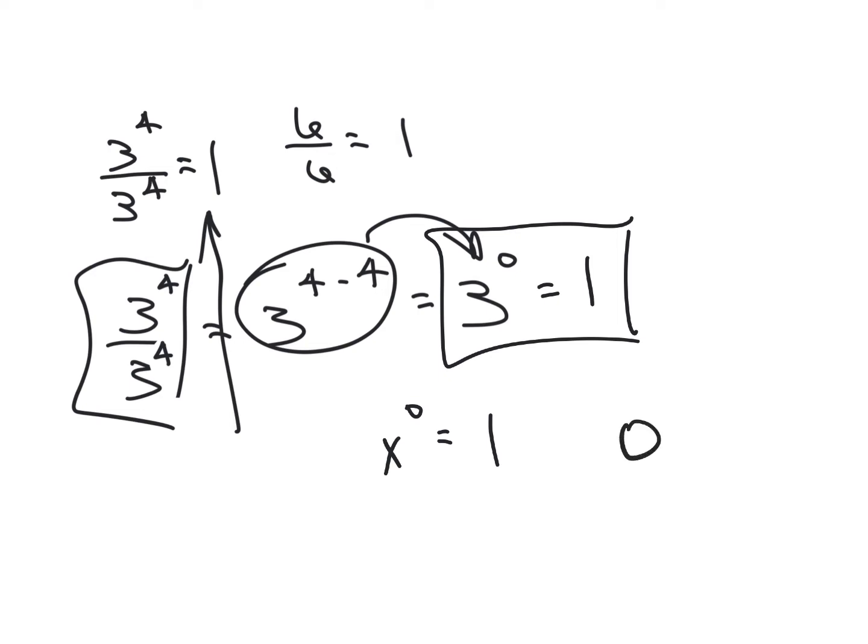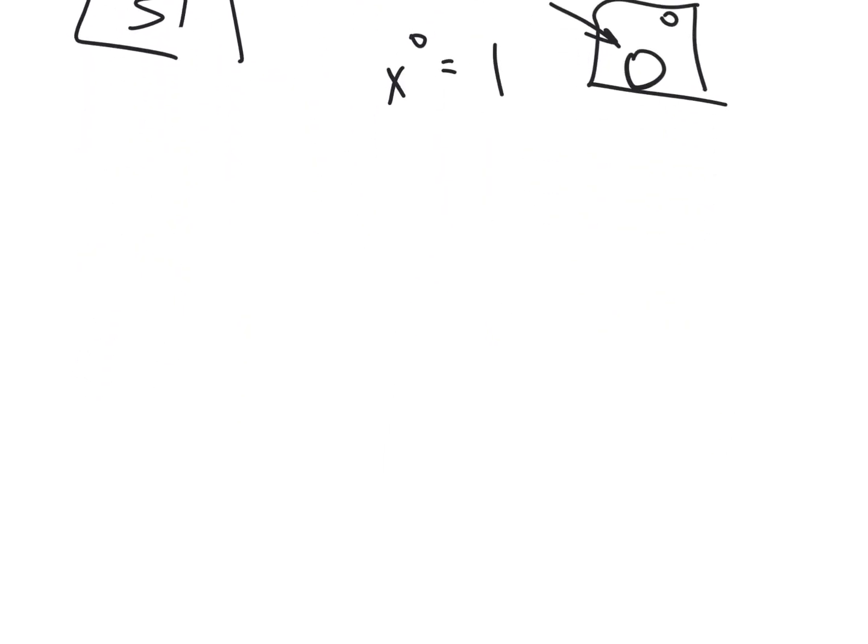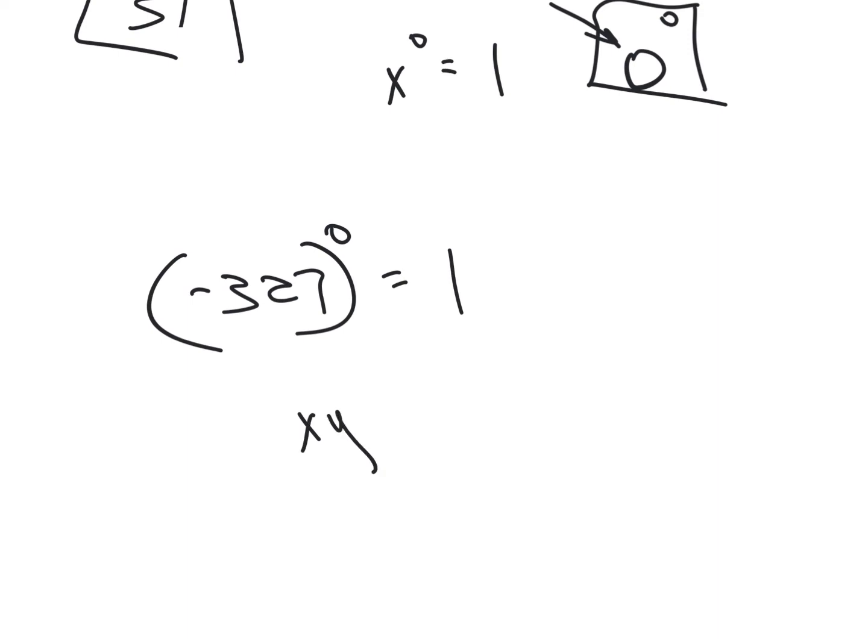The only time that doesn't apply is with that. When you get 0 to the 0 power, that is undefined. But any other letter or number, negative or positive, as soon as you put a 0 on it, it equals 1. So negative 327 to the 0 power equals 1. X, Y, Z to the 0 power equals 1. So that makes it easy. Whenever you see that 0 on there, you get 1.